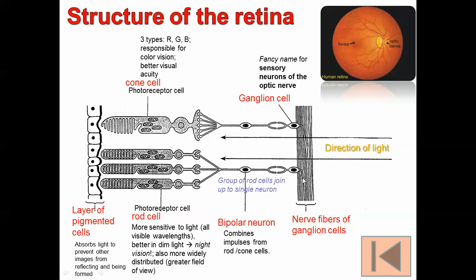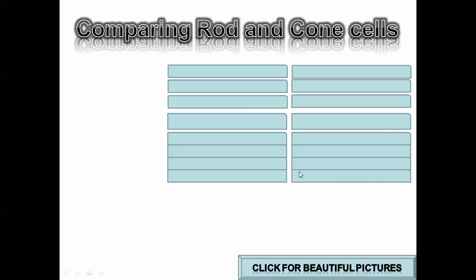So you'll notice here that a group of rod cells, so this tells you that individually they're less sensitive, actually connects up into a single neuron. As opposed to a cone cell, where an individual cone cell has its own individual neuron. So you get a lot more information from here, and we're going to see why these are more important when we do a direct comparison between them.